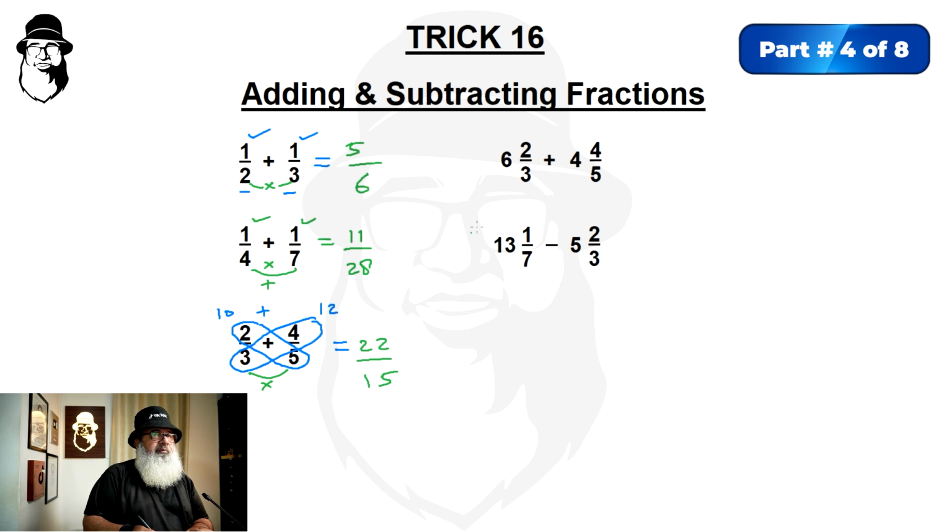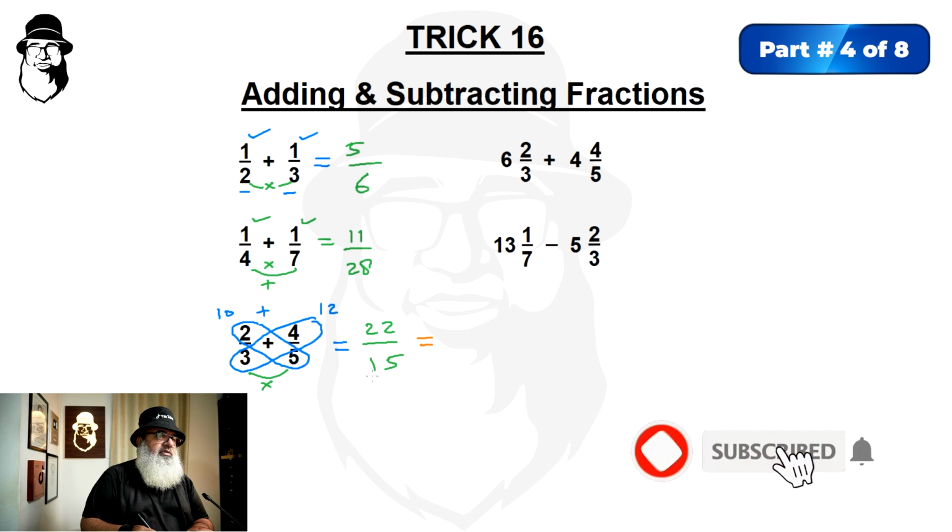But if we want the answer in mixed number, here we can see that the numerator is greater than the denominator. It's called an improper fraction. So 15 times 1 is 15 and 15 times 2 is 30. That's greater than 22. So we have 15 times 1. And then we have the remainder, 22 minus 15 is 7, and the denominator will remain the same.